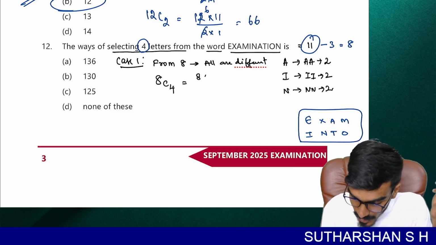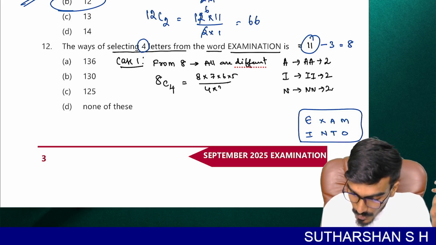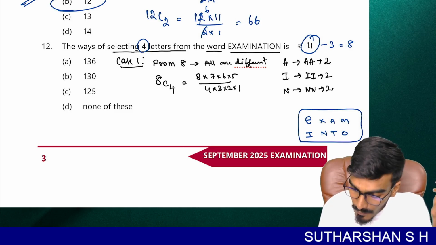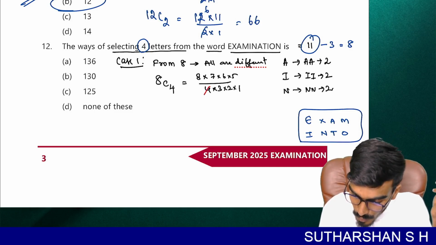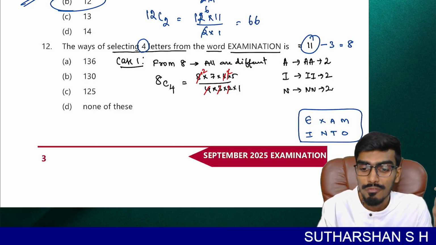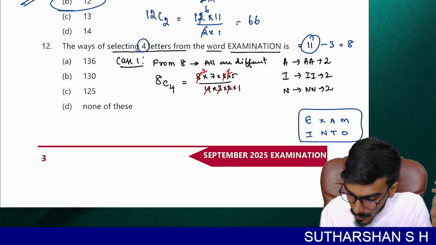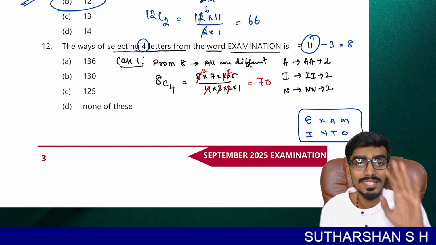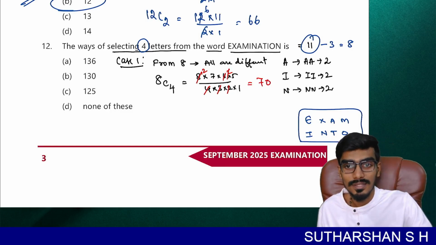Take a calculator. 8 into 7 into 6 into 5 divided by 4 into 3 into 2 into 1. I cancel for 4, 2. It is 3, 2, then 2, 2 gets cancelled. 7 into 5 into 2, which is equivalent to 70 for my case 1. That's one case with all the letters different.